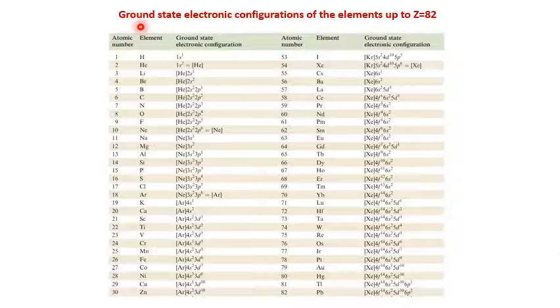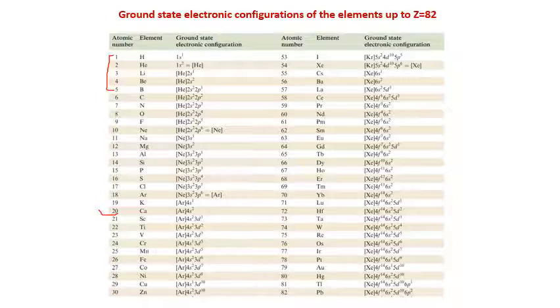Here I have given the chart for the ground state electronic configuration of the elements up to Z equal to 82. So you can see by yourself how to represent the electronic configuration in the different orbitals. I have already talked about hydrogen, helium, lithium, beryllium, boron. I have already talked about calcium also. So you can take any example.